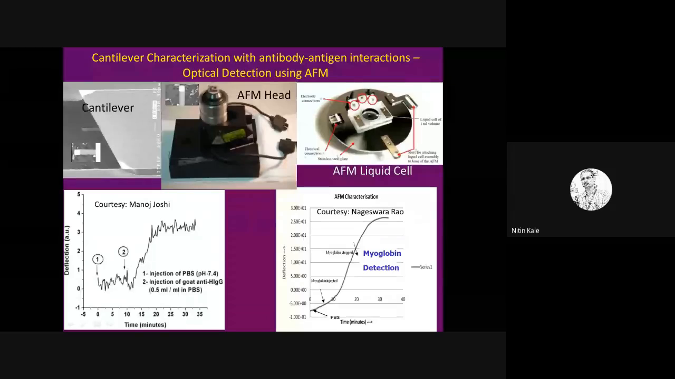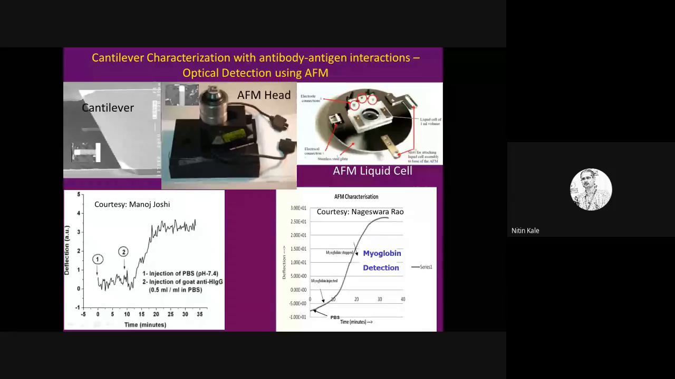A few of my colleagues, maybe about 8-10 years back, had worked with this and demonstrated optical detection. So as I had said, you can put the cantilevers in the nose of the AFM, functionalized, and then you have a liquid cell, and then you have all these things flowing in and out. And here, for example, he demonstrated that there is a deflection because of attachment. Okay.